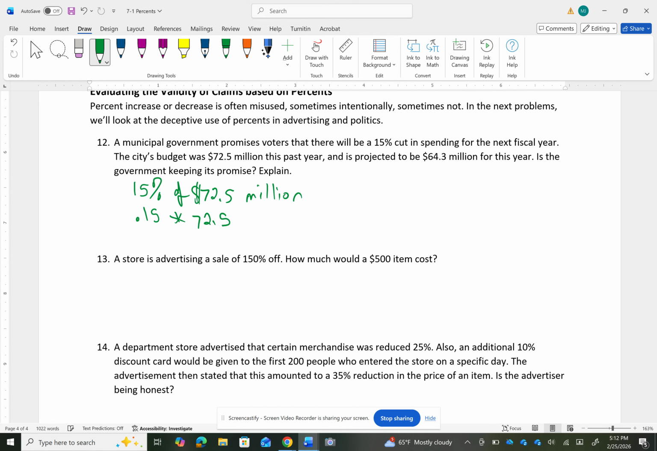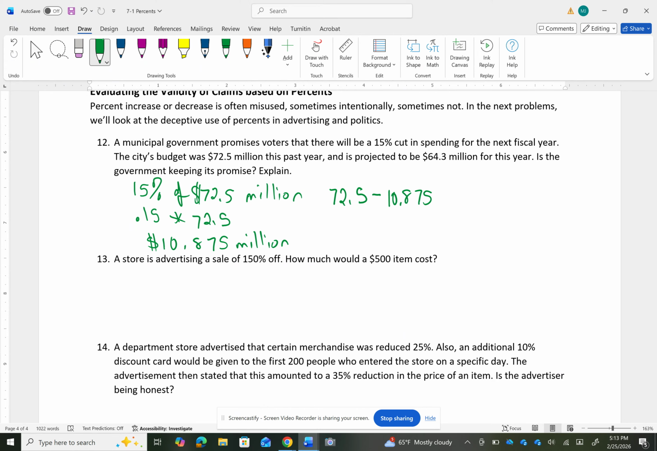Okay, and if I do 0.15 times 72, oh, wait a minute, I didn't do it right. 0.15 times 72.5, what I get is 10.875 million. Now that 10.875 million would be the 15%. So if that were supposed to be the 15% cut, then I could check to see whether they did that or not by taking the 72.5 and subtracting that 10.875 that represented a 15% cut.